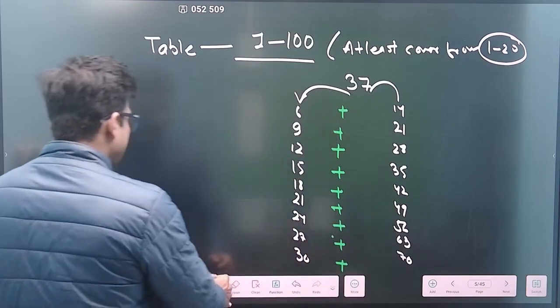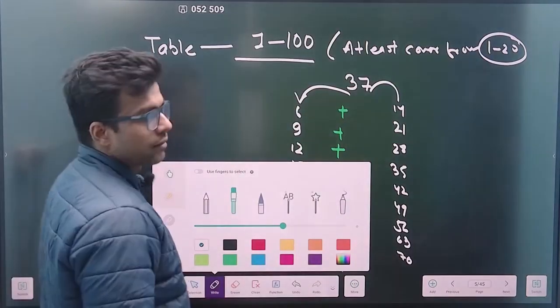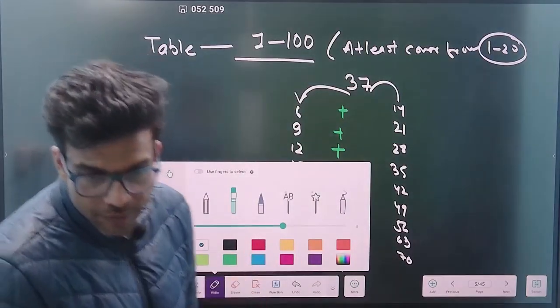Now, if you add up, addition is also a criteria, as I taught you in yesterday's class.